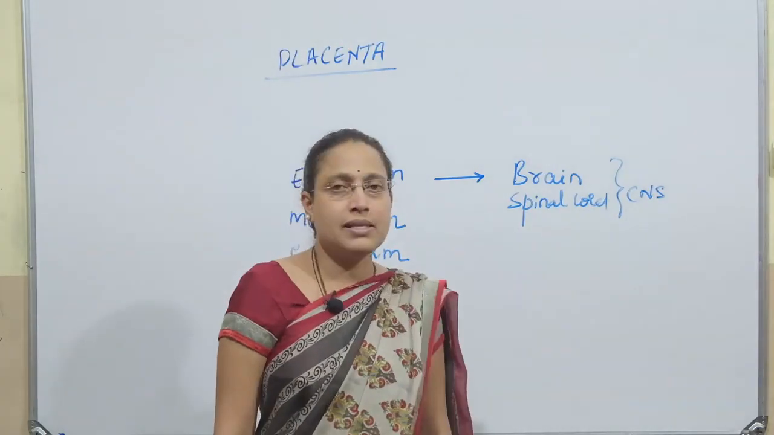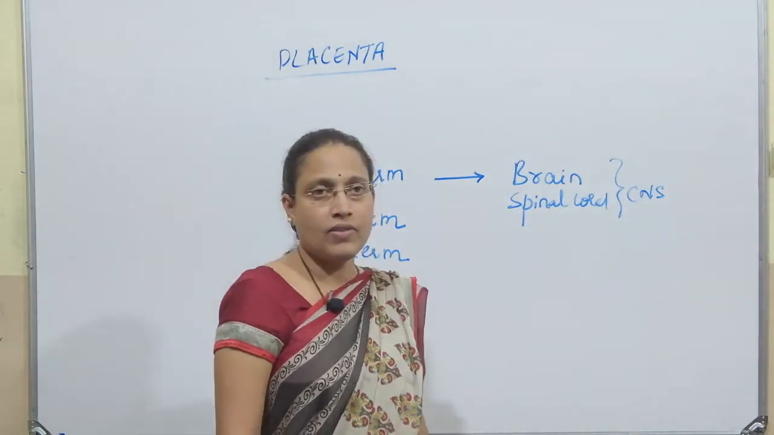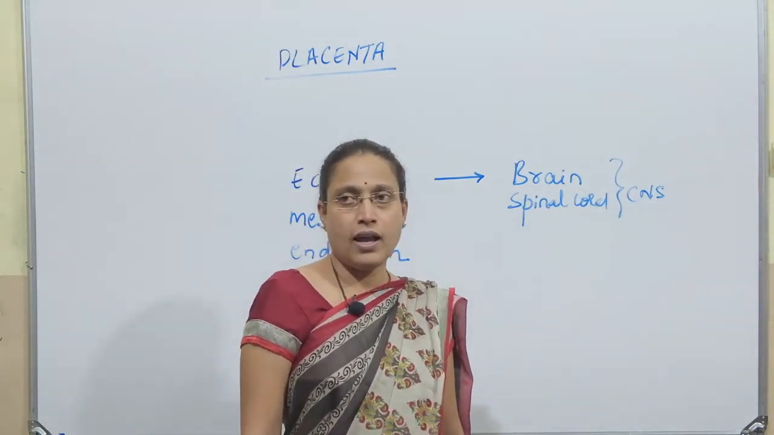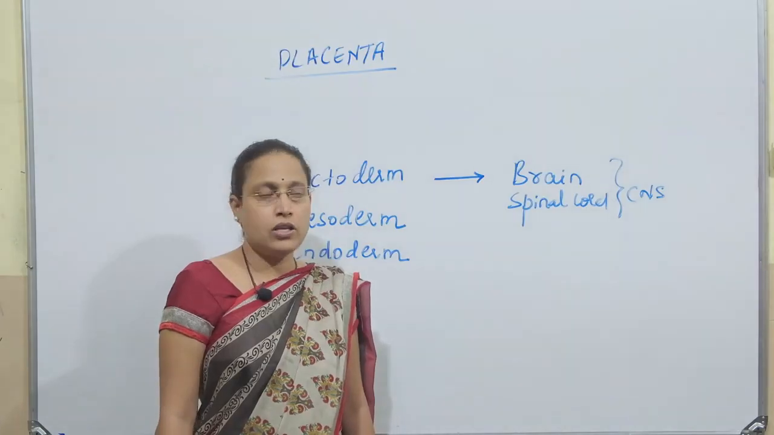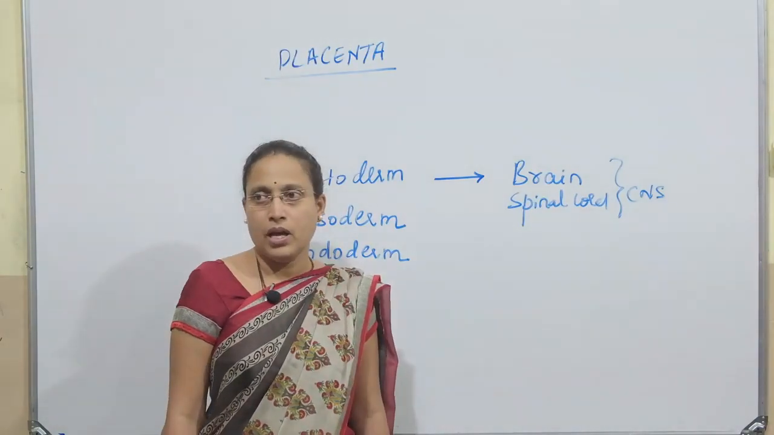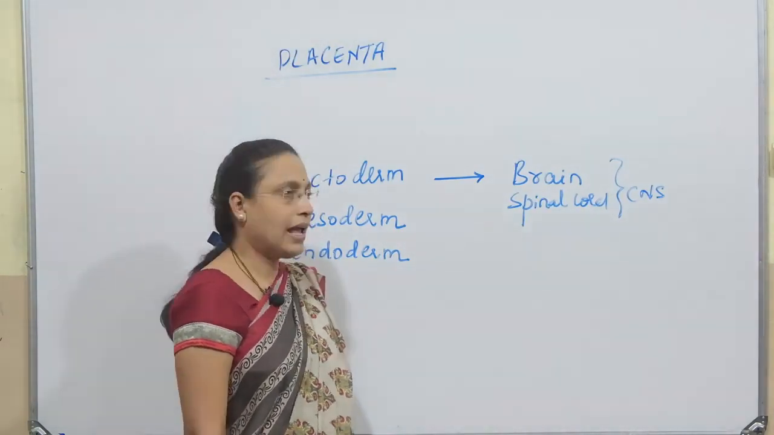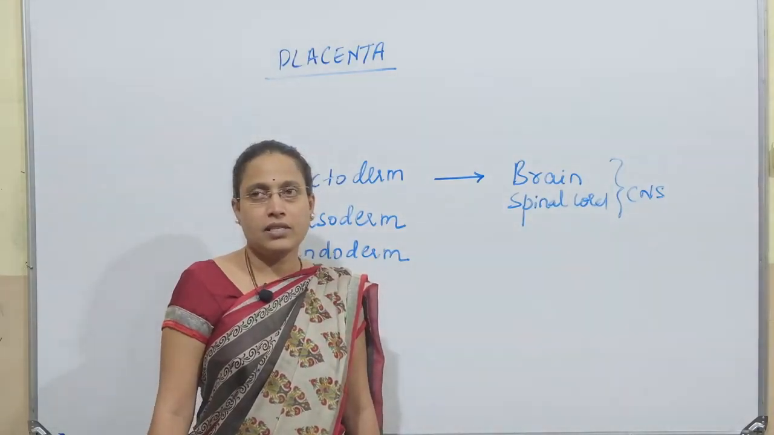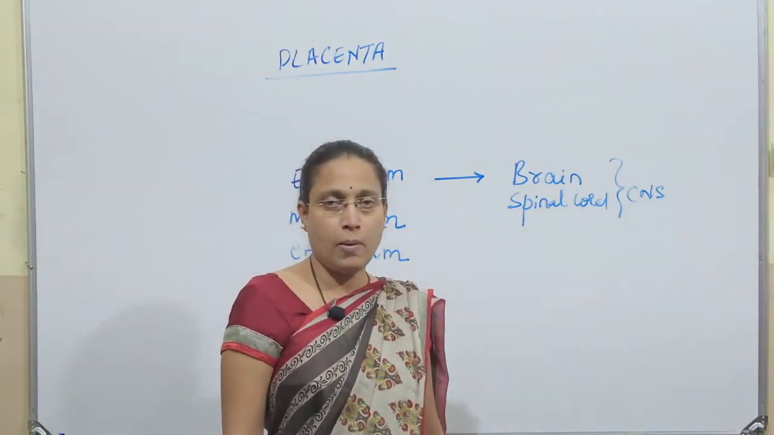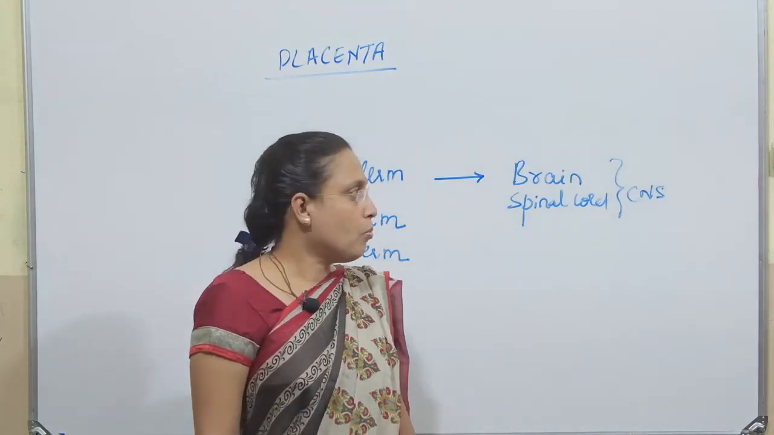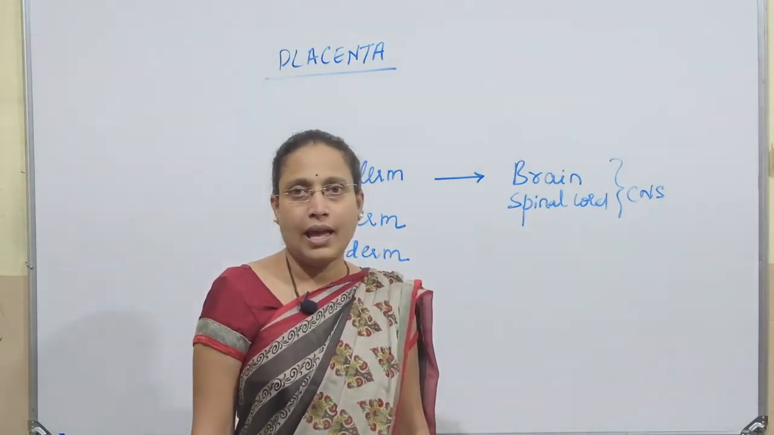So apart from CNS, other structures that are formed from ectoderm are the parts of the eyes, such as retina, cornea, lens, and the internal ear is also produced from ectoderm, that is the membranous labyrinth. The epidermis is also produced from ectoderm. The dentine present in the teeth is not produced from ectoderm, but the enamel is produced from ectoderm. Most of the nervous system, including the nerves, is produced from the ectoderm.